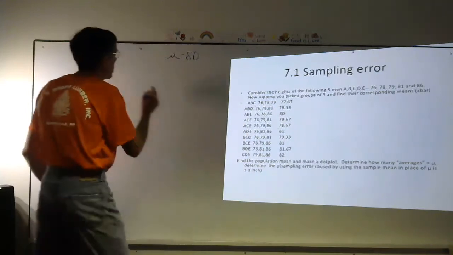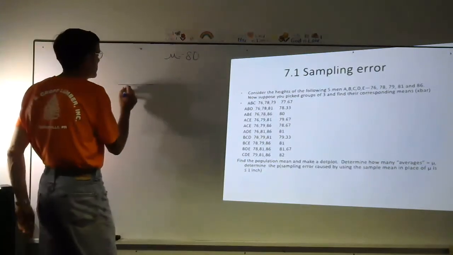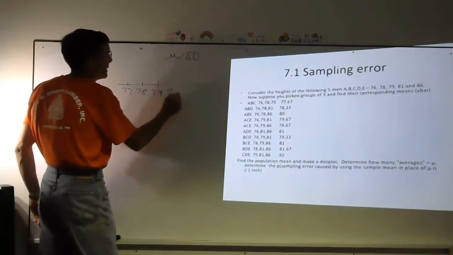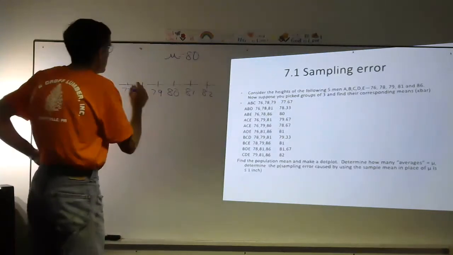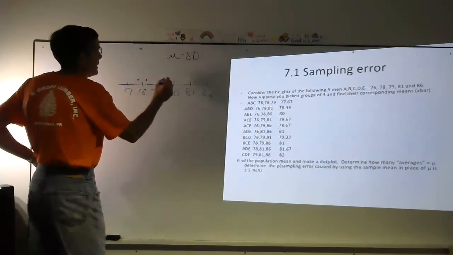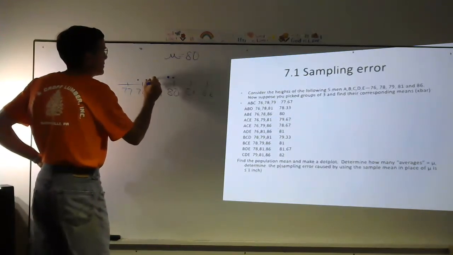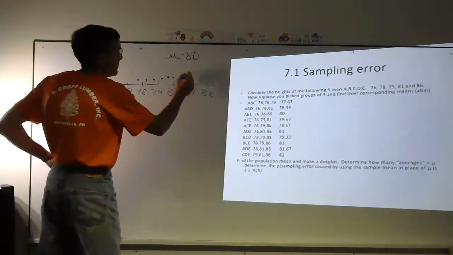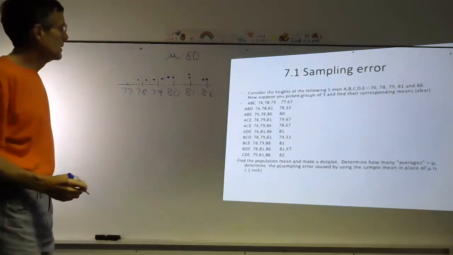Okay, let's make a dot plot. So I'm going from roughly 77 to 82. So I'll start at 77, 78, 79, 80, 81, 82. Let's put dots: 77.67, 78.3, 80, 79.67, 78.67, 81, 79.3, 81, 81.67, and 82.